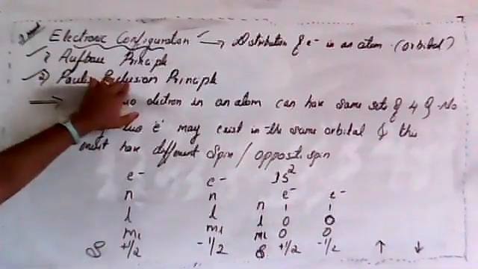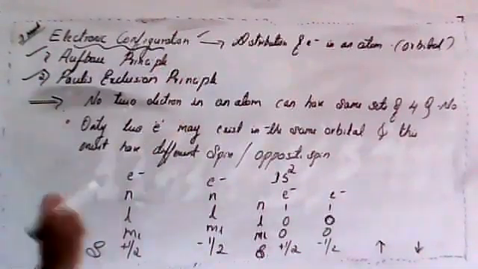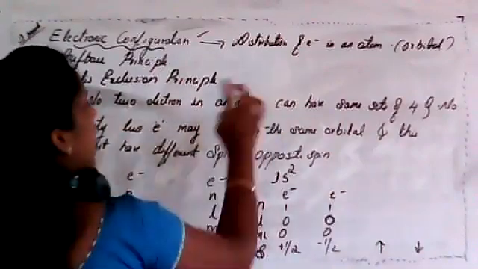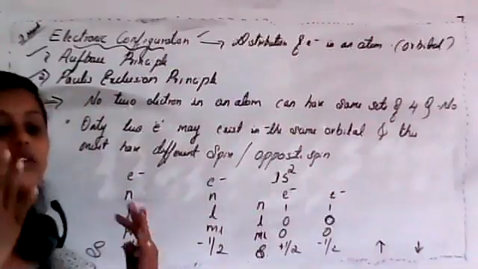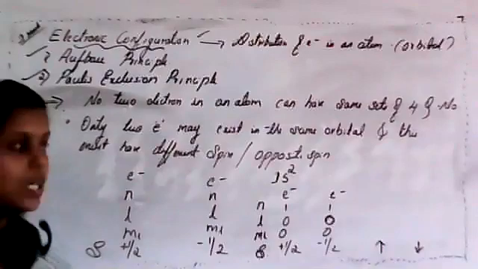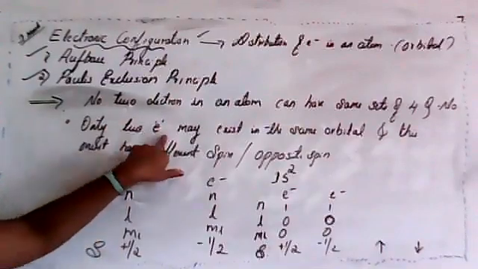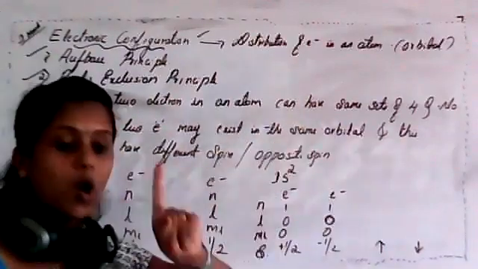According to Pauli's exclusion principle, its statement: no two electrons in an atom can have the same sets of 4 quantum numbers. That means only 2 electrons may exist in the same orbital.